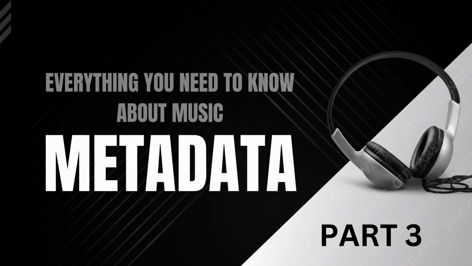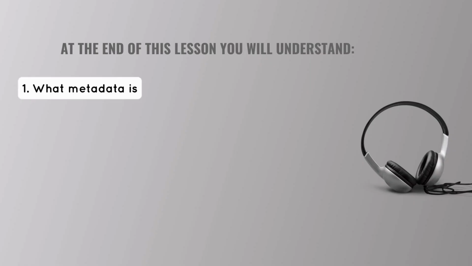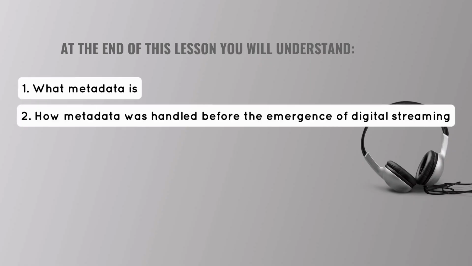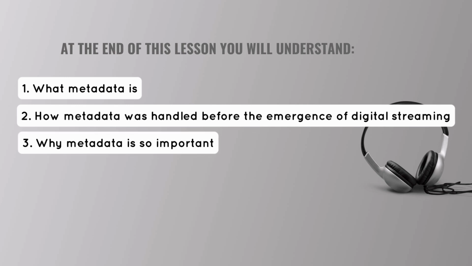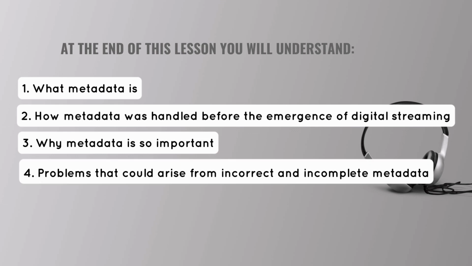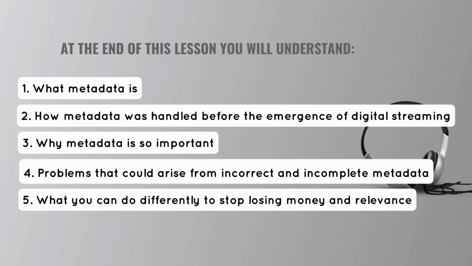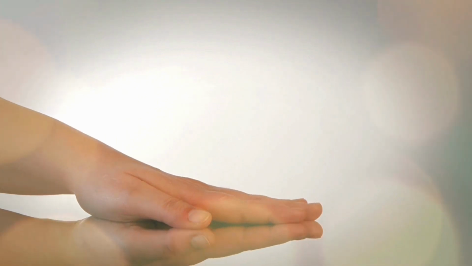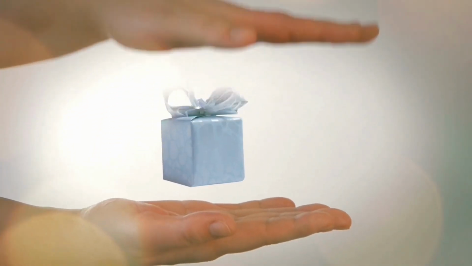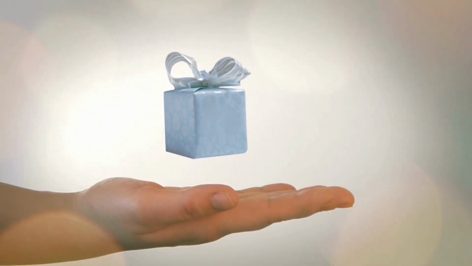Welcome to part 3 and the last part of the metadata series. In the previous lessons, we discussed what metadata is, how metadata was handled before the emergence of digital streaming, and why metadata is so important. And in this last part, we'll be looking at problems that could arise from incorrect and incomplete metadata, and what you can do differently to stop losing money and relevance because of metadata issues. And as a gift, I'll be sharing a metadata checklist. Now, let's get this party started.